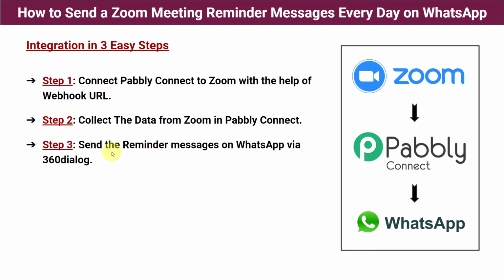And step 3 is send the reminder messages on WhatsApp via 360 dialog. Okay, so finally we are going to send the reminder message to the person whose data we have collected here in Pabbly Connect on his or her WhatsApp account. And to do this, we are going to use another application, which is 360 dialog. Okay, so I will tell you what 360 dialog is later on in this video. First of all, let's jump back to our step 1 and open Pabbly Connect.